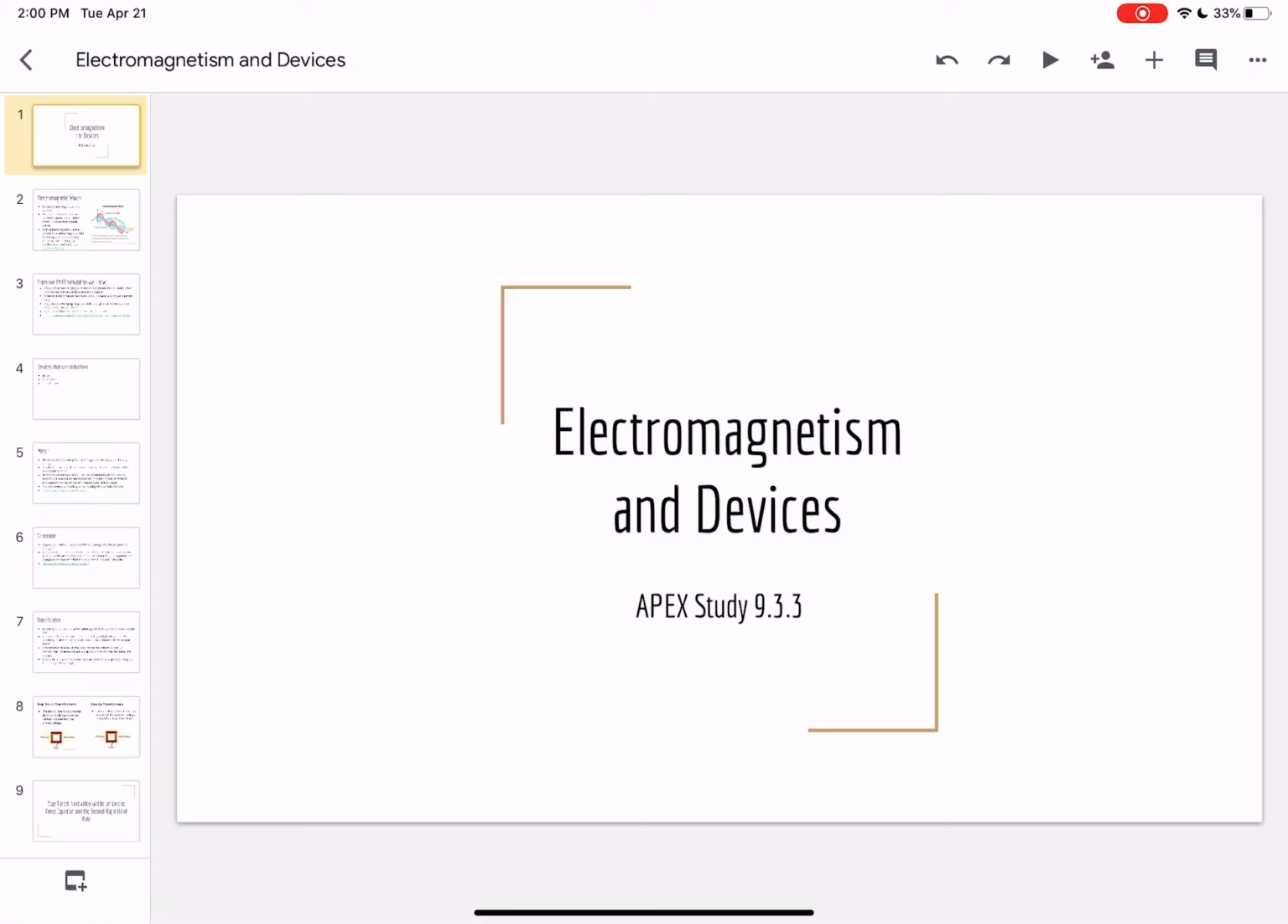We already did part of this study section when we did the PhET simulation and when you did the first right-hand rule and the demo in Edpuzzle. So that was the first part of 9.3.3. This is going to be the second part where we talk about electromagnetism and how it is used in devices. And then there's going to be a third video on a second right-hand rule and Lenz's law. Okay, so I just wanted to break that down and explain what I was doing. All right, so let's take a look at electromagnetism and devices.